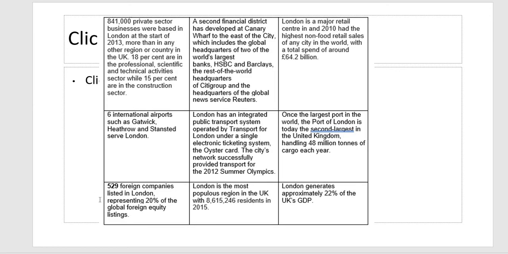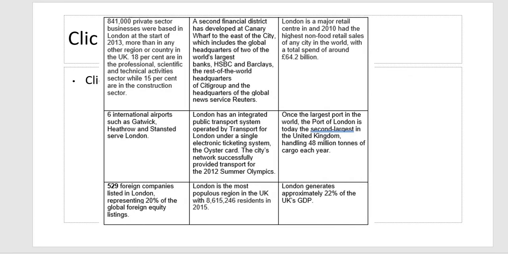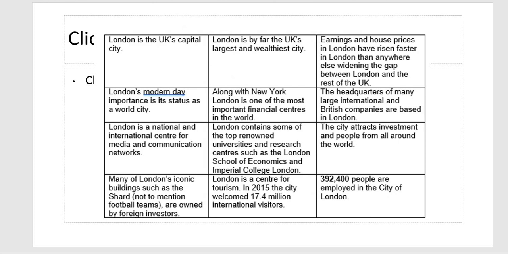This slide just shows you the other half of that worksheet, with the ways that London is important from both a national and international perspective. Don't feel like you've got to do all of these, but do make sure you have a pretty decent selection of ways that London is important both nationally and internationally.